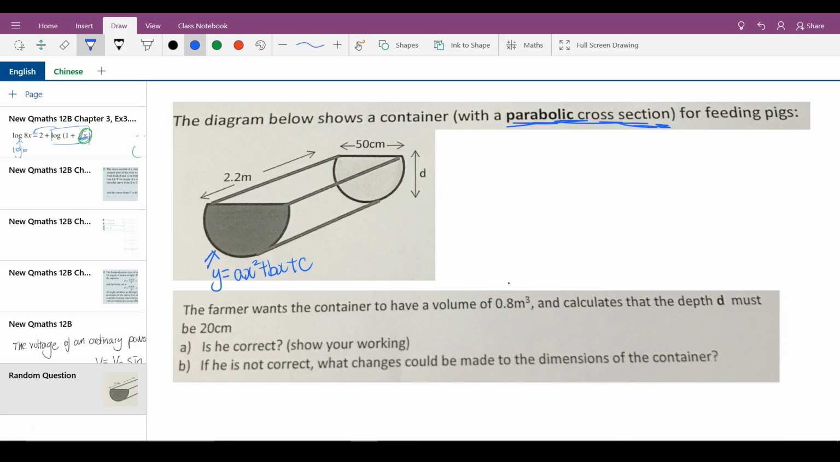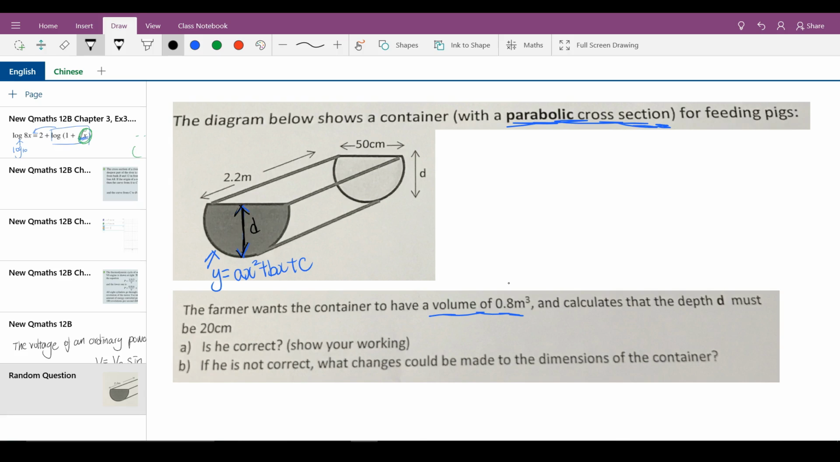So they want a volume of 0.8 meter cube and calculate the depth d. So from here to here. Wow, that's hard to see. Can you guys see it? I'll use a thicker one. Yeah, here. So this is the depth, right? Just like here, same thing.